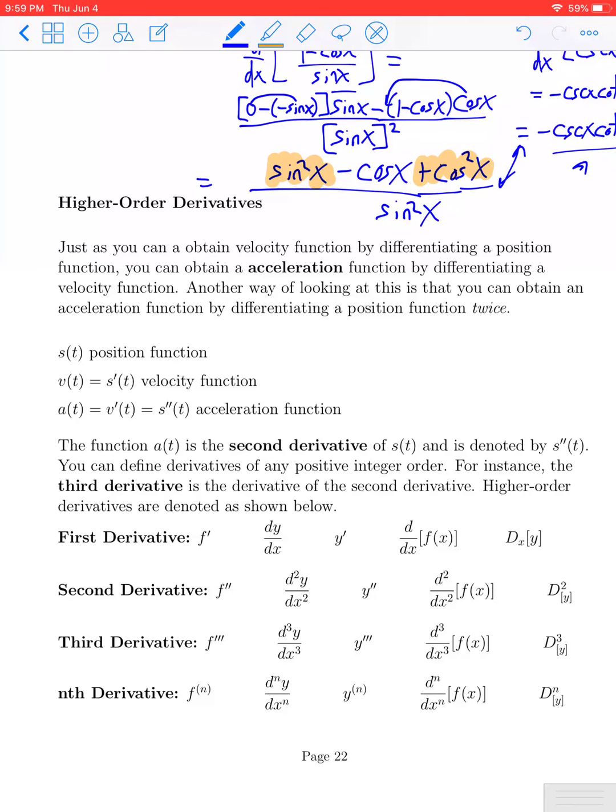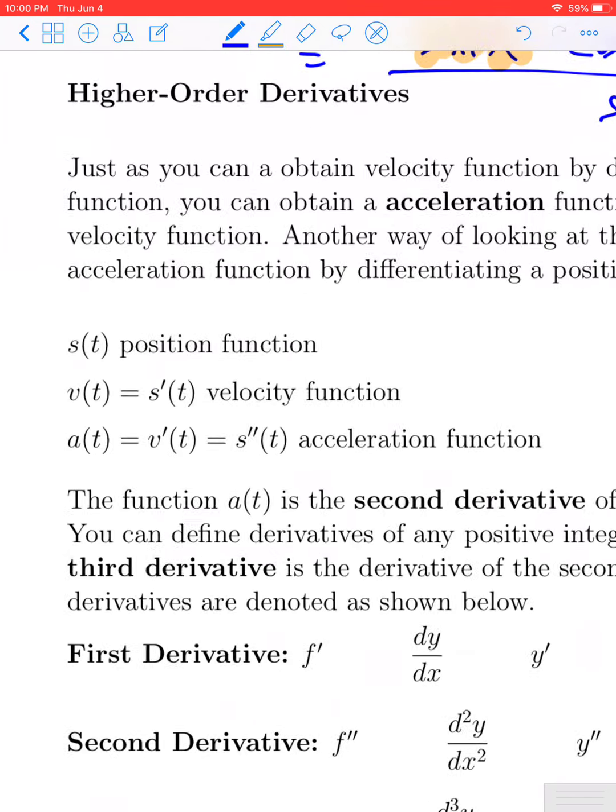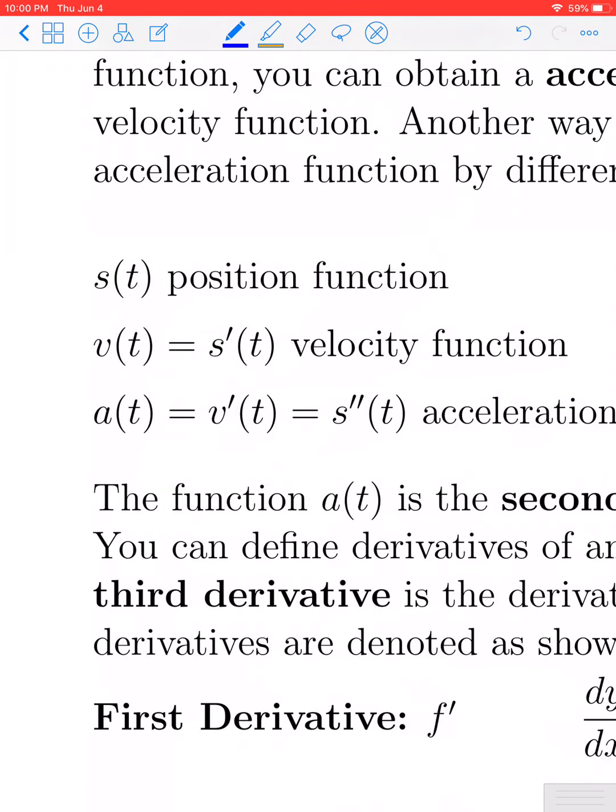The last thing we'll finish section 3.3 with is a discussion on higher order derivatives. Just as we obtained the velocity function by differentiating the position function, we can obtain an acceleration function by differentiating the velocity function. Another way of looking at this is we can obtain the acceleration by twice differentiating the position function. So as we've seen before, if s of t represents position, then the velocity function is the derivative of position, so velocity is equal to s prime of t.